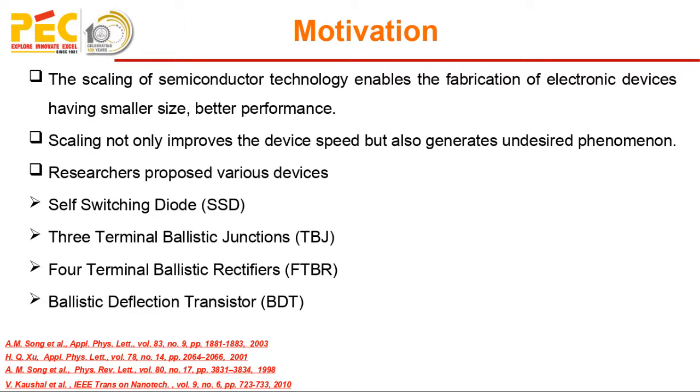And finally, we have the last one, that is the ballistic deflection transistor. This particular device is a modification of the 4-terminal ballistic rectifier. The BDT has 6 terminals as compared to the 4 terminals in the case of the ballistic rectifier, and the BDT could be used to deflect the charge carriers in a particular direction to create different digital applications like different gates, combinational circuits, and sequential circuits. So in this work, I'm going to present the 4-terminal ballistic rectifier with the use of graphene.